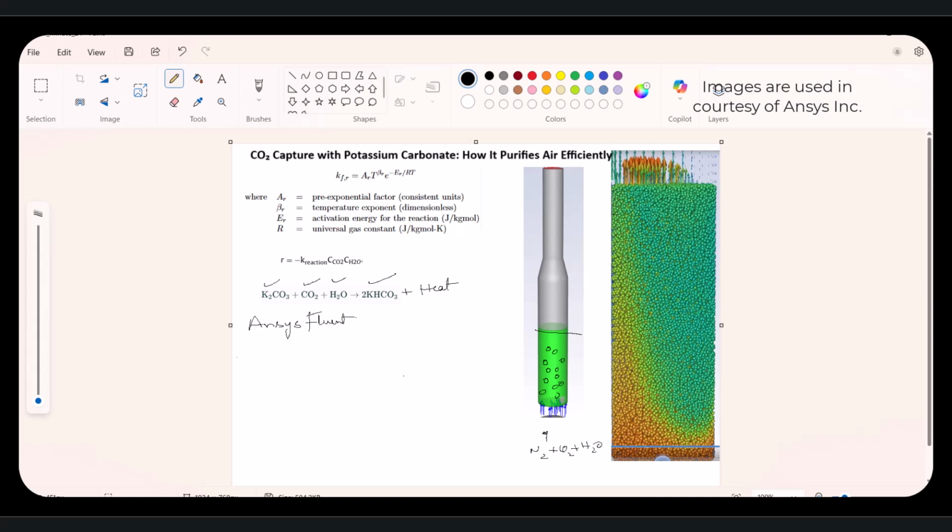And the boundary conditions we had selected are H2O and CO2 both as 0.1 mass fraction, and the velocity of the combined species, the air, would be around 0.05 meters per second. And these particles, what you are seeing, these are the K2CO3 particles, which are of 0.0001 meter diameter.